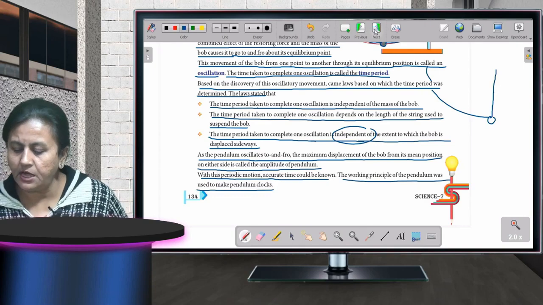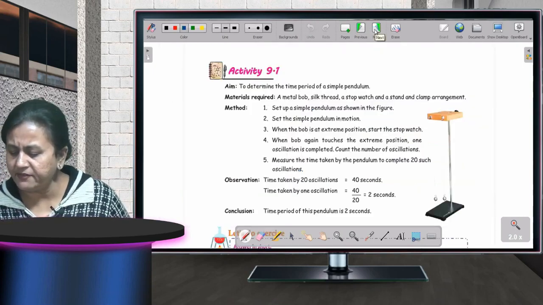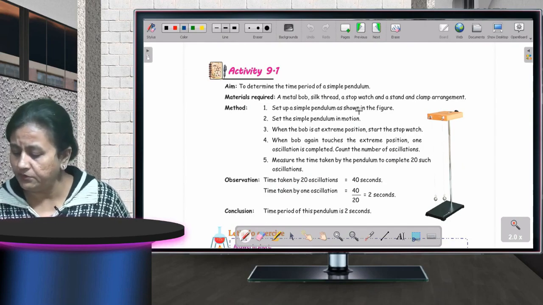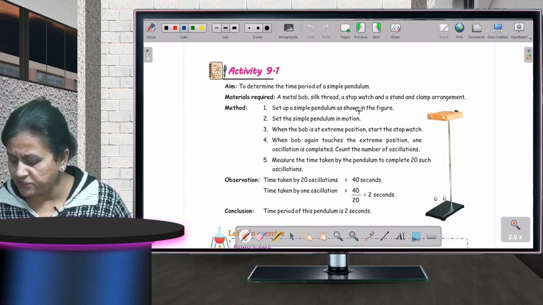Now the next one. This is very simple to determine the time. This is an activity which you can read on your own, and there is nothing much to explain in this. So you can just go through it.